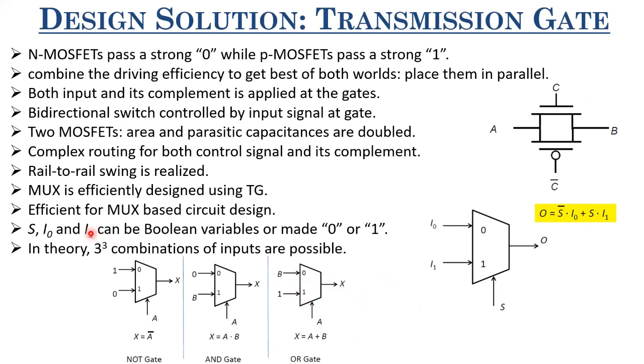Since there are 3 variables here, S, I0 and I1, and all of them can take either a variable, an input, or a 0 or 1, there are 3 raised to power 3 combinations of inputs. And with that, you can realize almost all the logic gates. So whenever you have to go for this mux-based design, always remember, go for transmission gate-based realization. It will become very clear now.